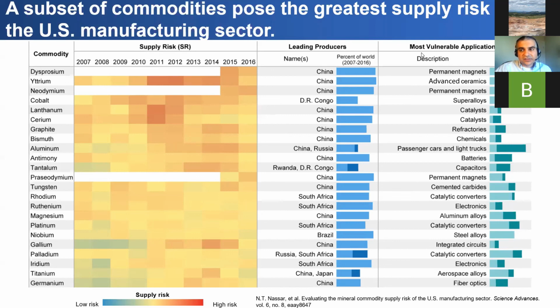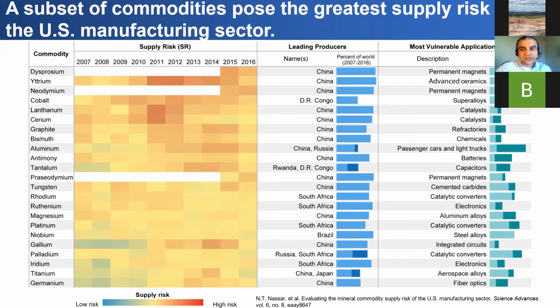One thing this analysis also allows us to do is look at which application is really driving the vulnerability score. So you can see for dysprosium, obviously, no surprise, it's the permanent magnets. For yttrium, it's the advanced ceramics. So this is the thermal barrier coating that goes on to those ceramics for jet aircraft. Neodymium again. For cobalt, in the United States, we're not yet or haven't been a major lithium ion battery producer. So for cobalt, the majority of the use is actually in superalloys. And some of the other ones, lanthanum, cerium, and catalyst.